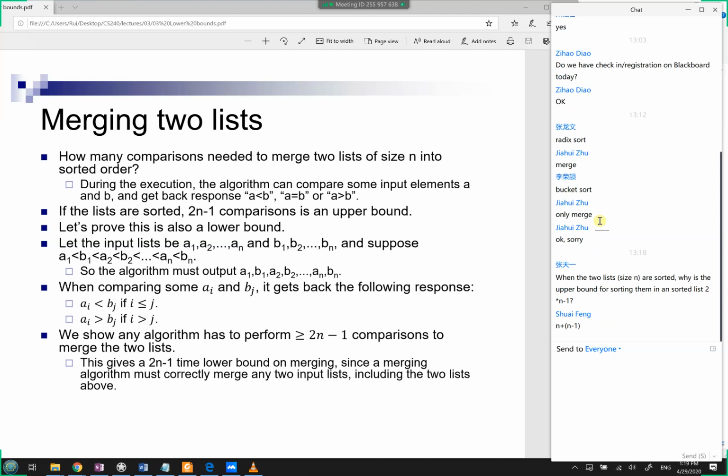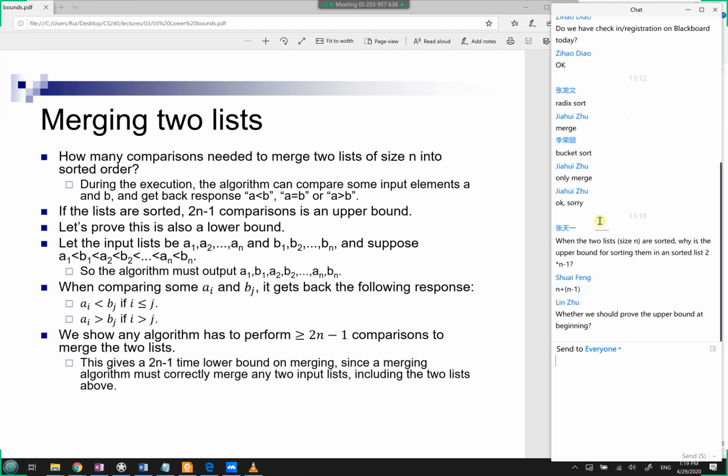It's 2n minus 1, right? It's n plus n minus 1. So the two pointers point to two values, and then you have to compare them, and whichever one is, let's say, smaller, you put that into the output list. The two pointers have to go all the way to the end.